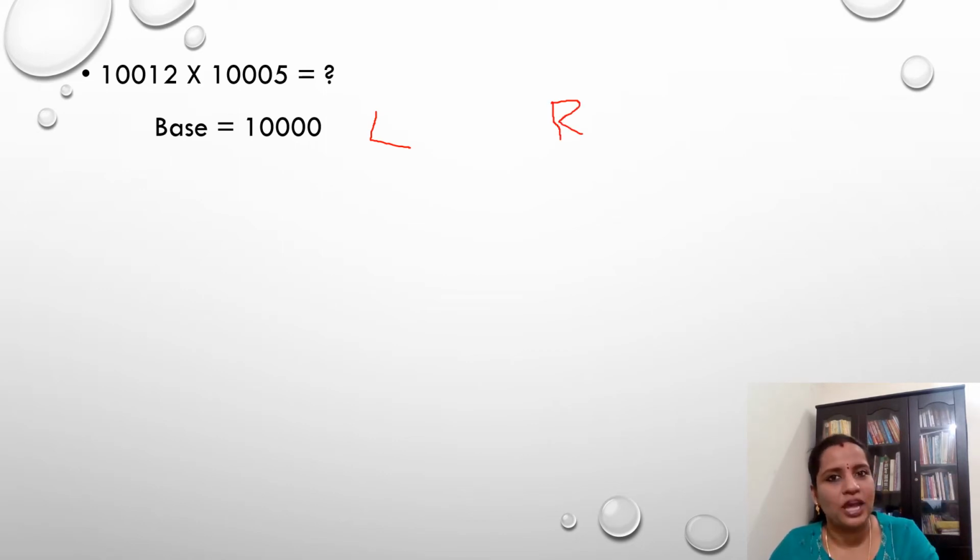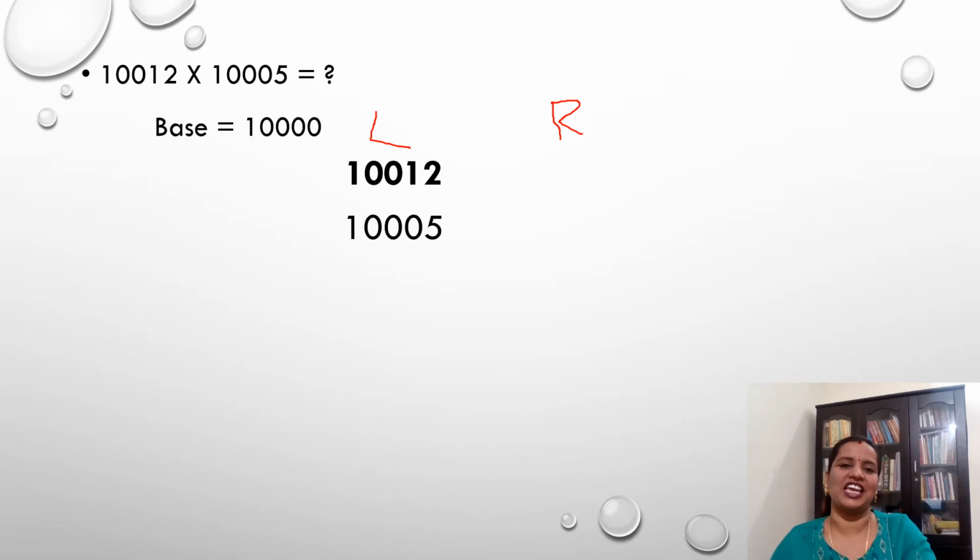For my LHS, I take the numbers directly, that is 10,012 and 10,005. Next, for my RHS, I have to subtract the base from the number. So the number is 10,012 and the base is 10,000, subtracting I get 12 here, and similarly 10,005 minus 10,000 gives me 5. So my answer for my RHS is 12 and 5.